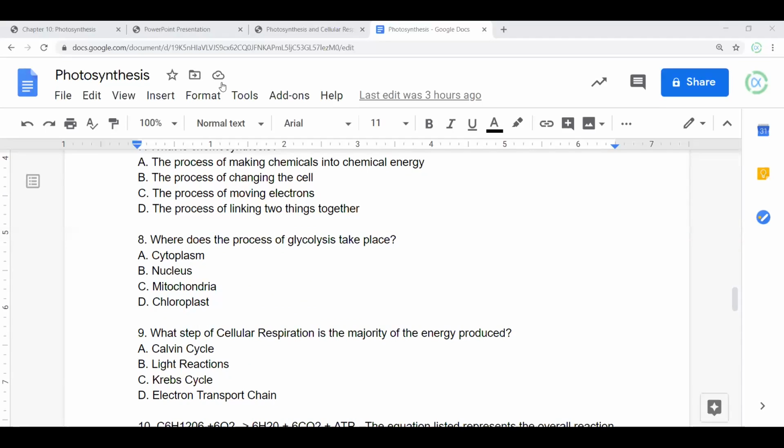Okay, so the answer here was D. Key terms here, it's the step of cell respiration where the majority of energy is produced. It's not photosynthesis, it's cell respiration. So A, the Calvin cycle, that's photosynthesis. B, light reactions, also photosynthesis. But C, the Krebs cycle is part of cell respiration, but it doesn't produce the majority of the energy. The majority of energy is produced in D, the electron transport chain, because that is where oxidative phosphorylation occurs. So the next question.